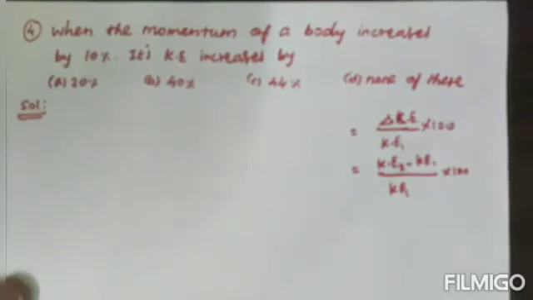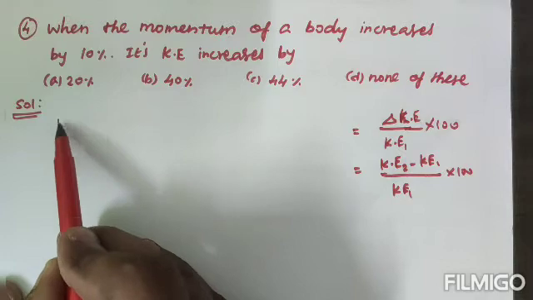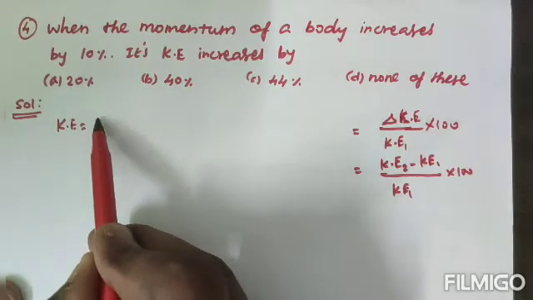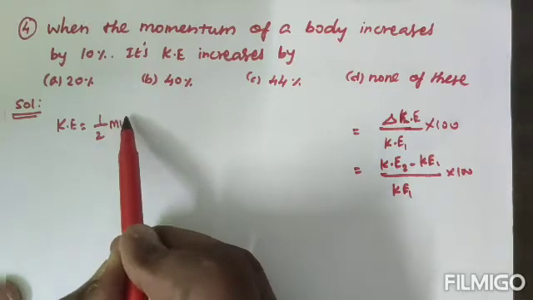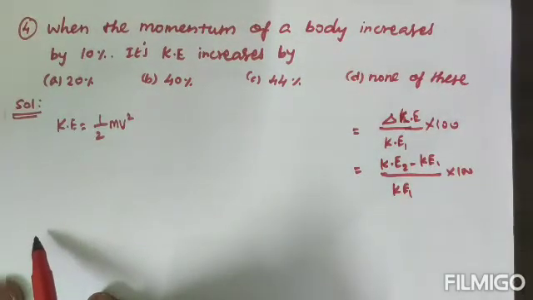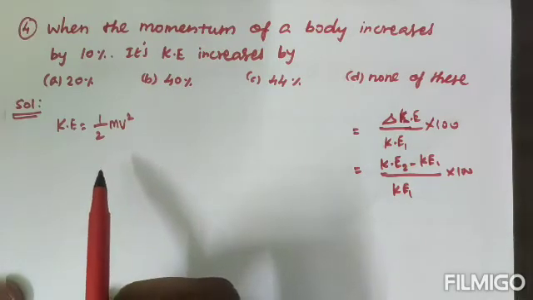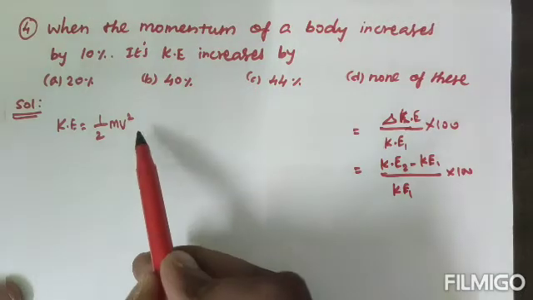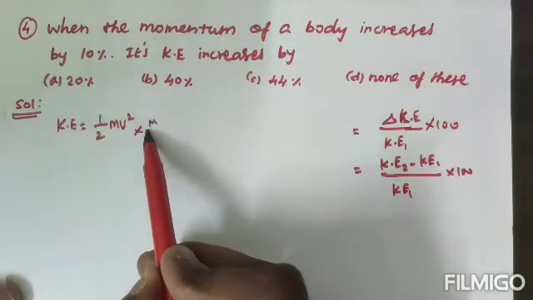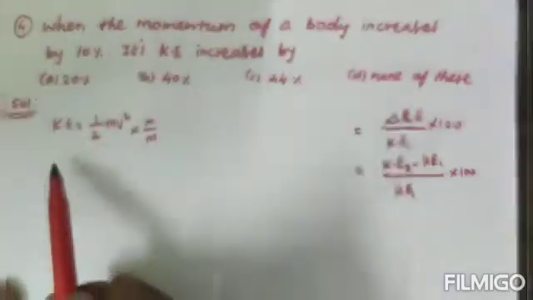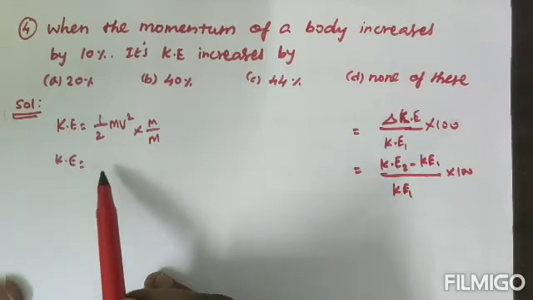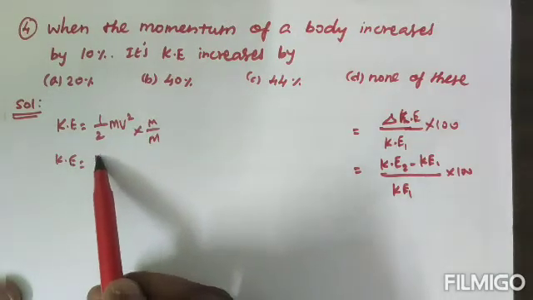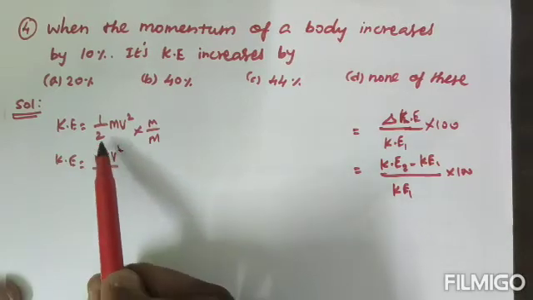So we must know the relationship between kinetic energy and momentum. Usually we know kinetic energy, so first I can start with kinetic energy. Kinetic energy is equal to half m v squared. But here there is no momentum concept, so we want to derive the momentum concept. What will we do? Very simple. Multiply and divide by mass in this equation. So we can write kinetic energy is equal to m into m squared v squared divided by 2 into m, 2m.